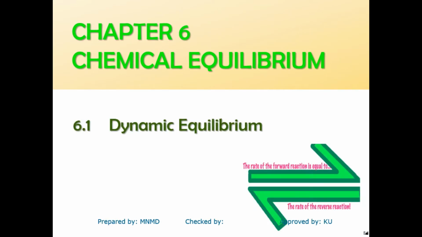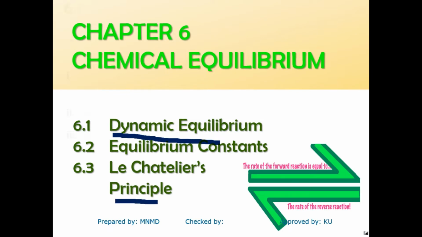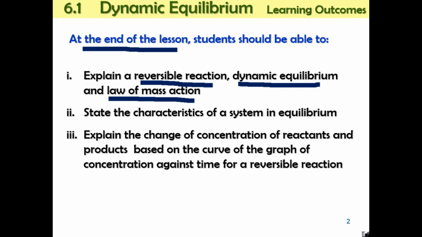Chapter 6 Chemical Equilibrium. The first is 6.1 Dynamic Equilibrium, 6.2 is Equilibrium Constant, and 6.3 is Le Chatelier's Principle. For 6.1, at the end of the lesson, students should be able to explain the reversible reactions, dynamic equilibrium, and the law of mass action. Second, state the characteristics of a system in equilibrium. And the last is explain the change of concentrations of reactant and product based on the curve of the graph of concentration against time for a reversible reaction.